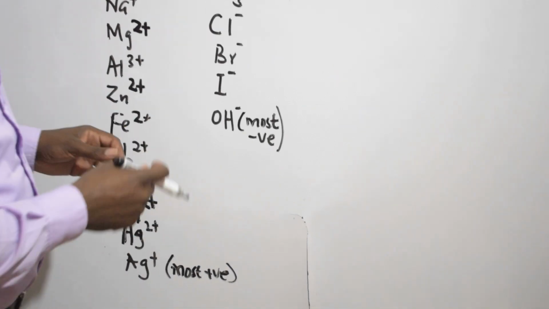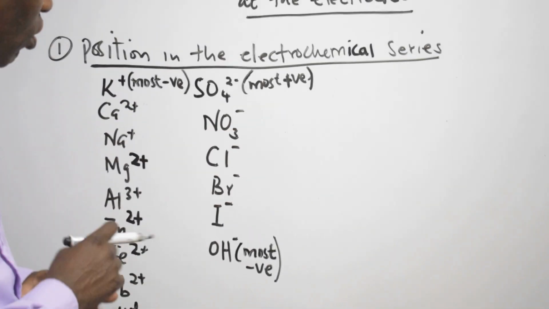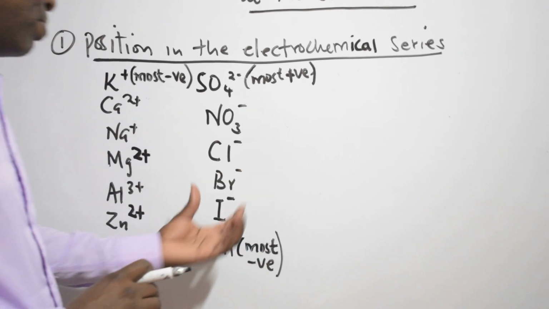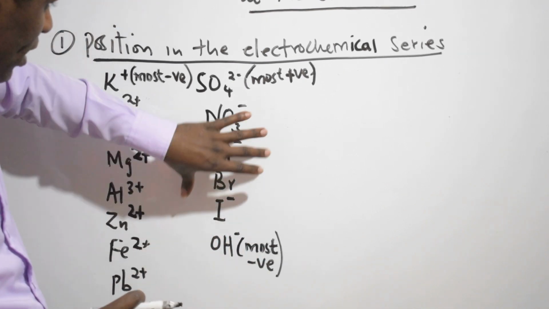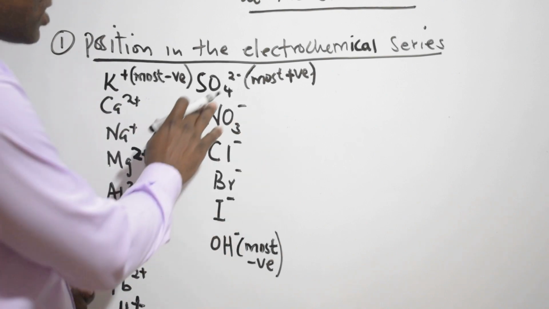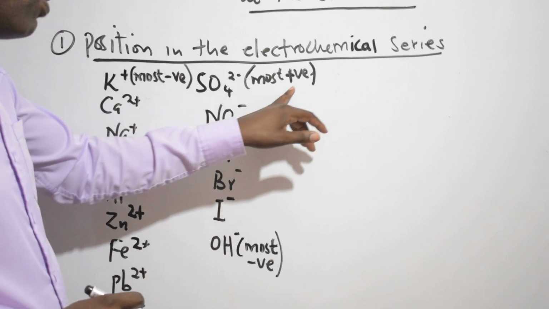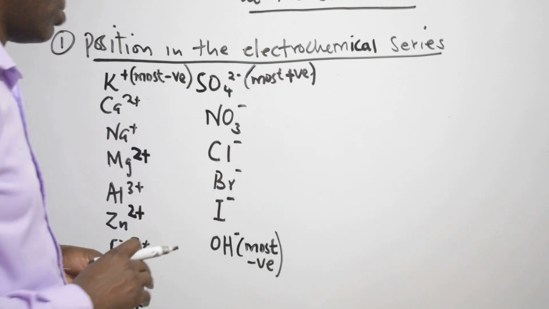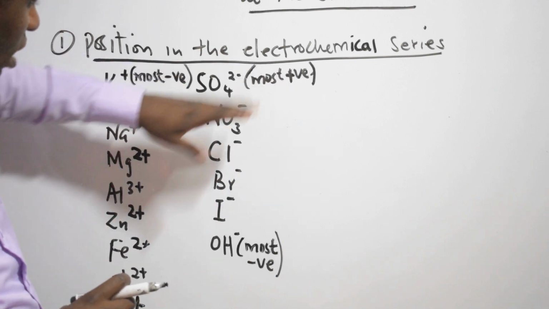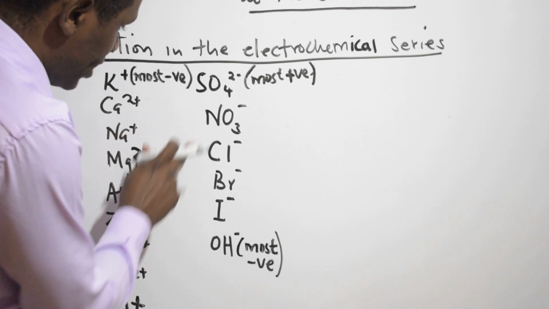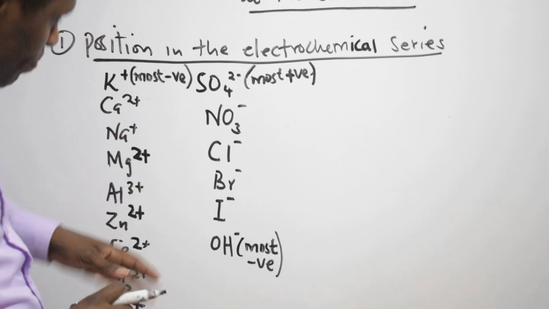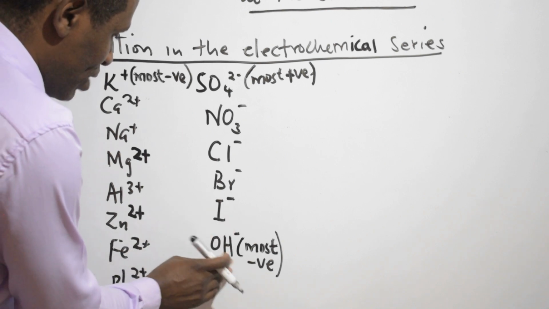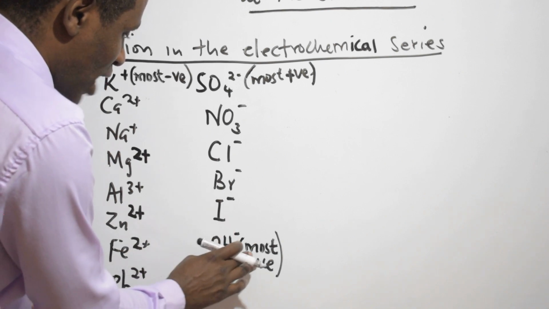Now, when I talk about maybe the radicals or the negatively charged ions, maybe we're not able to look at it here, but basically this is how it goes. Sulfate has the most positive reduction potential, followed by nitrate, chloride, bromide, iodide, and we have hydroxide ions. Now hydroxide ions are the most negative.